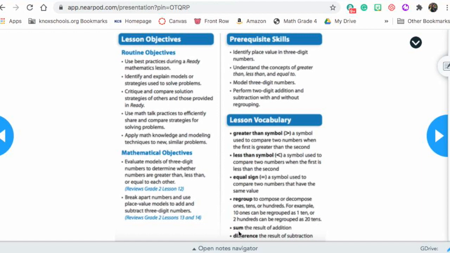You also need to know the word sum, which is the result of addition. That's what you get when you add something together. That answer is called the sum. And difference, that's the result of subtraction. That means that when you subtract, you are left with the difference. The difference is the answer to a subtraction problem.